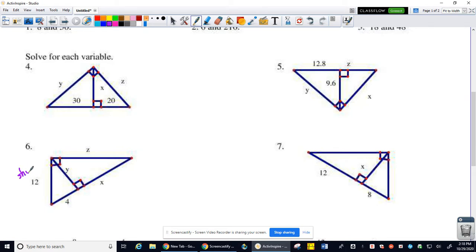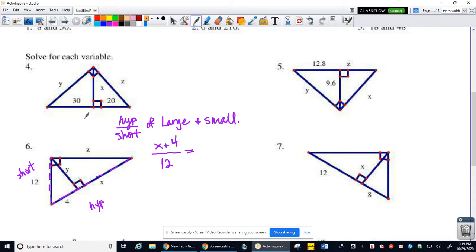Well, this is the short side of my triangle, and this is my hypotenuse. So I'm going to set up a proportion where I compare the hypotenuse of my large triangle to the short side of my large triangle. I'm going to do that same comparison with the small triangle. What happens is we get a nice proportion that involves one side twice. So the hypotenuse of my large triangle is x plus 4, over the short side of my triangle, which is 12. That's hypotenuse of my large triangle over short leg of my large triangle.